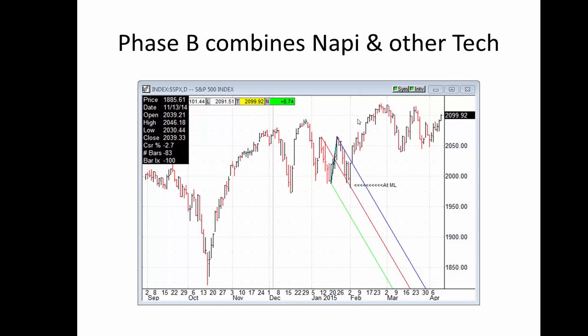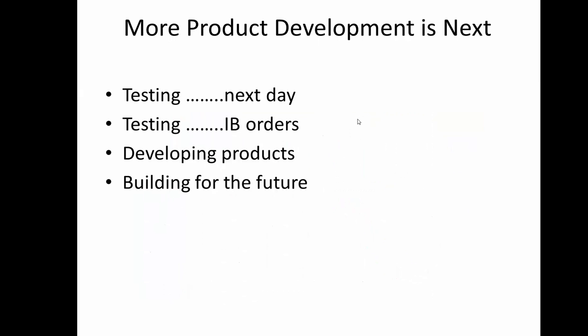Okay, so in phase B, we're going to combine those little number things and our other technology, or just our standard textbook stuff, for helping us find reversal points. And there'll be much more product testing. We'll be testing for next day orders. We'll be testing for IB orders. We'll be doing a lot of product development and building stuff for the future.